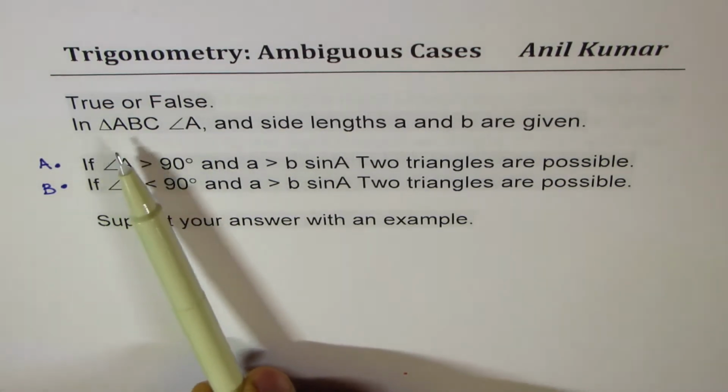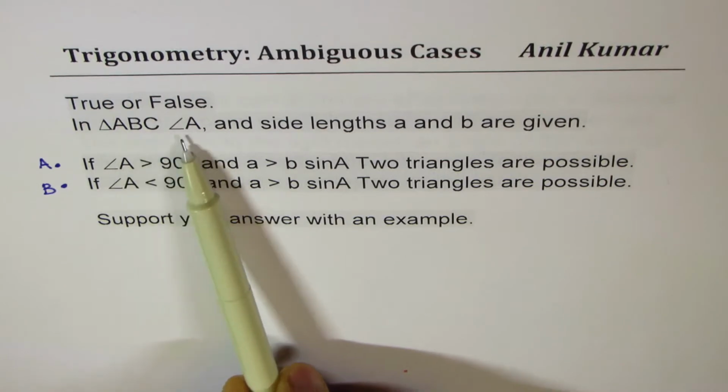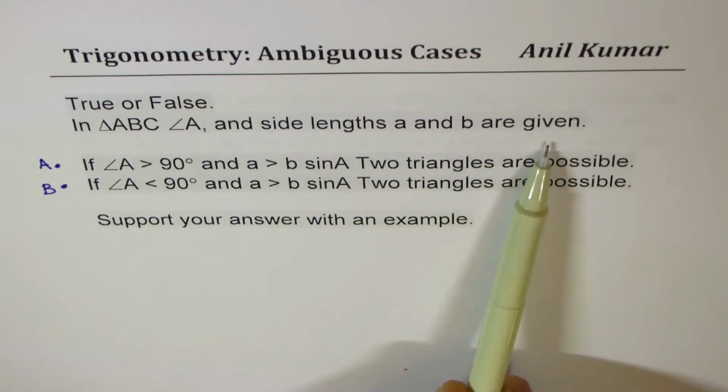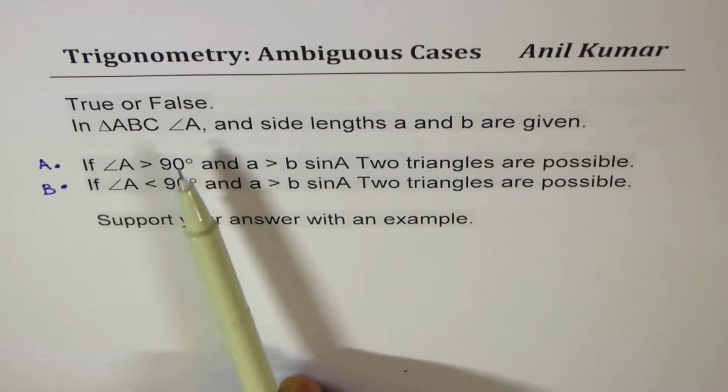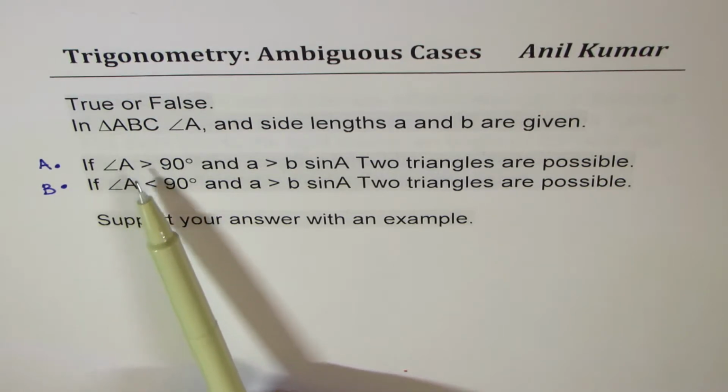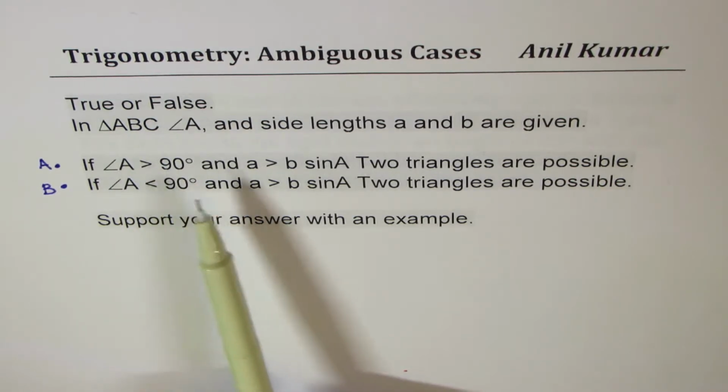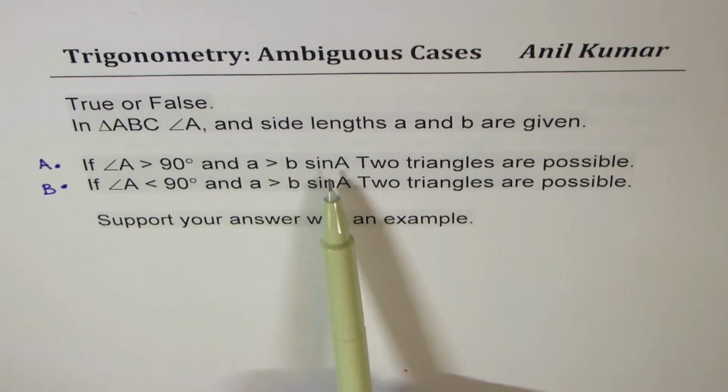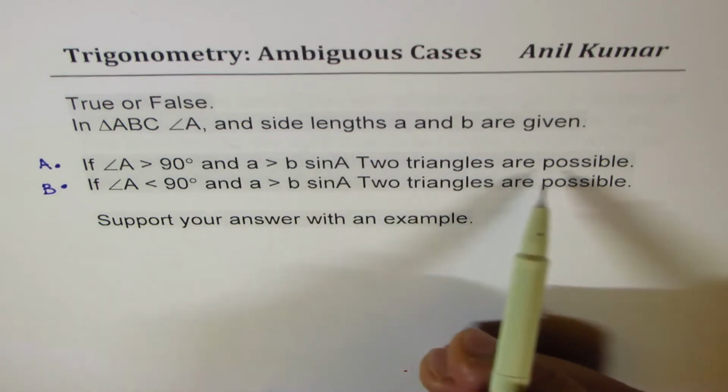In a triangle ABC, angle A and side lengths a and b are given. Now the two questions based on this: if angle A is greater than 90 degrees and a is greater than b sine A, two triangles are possible.